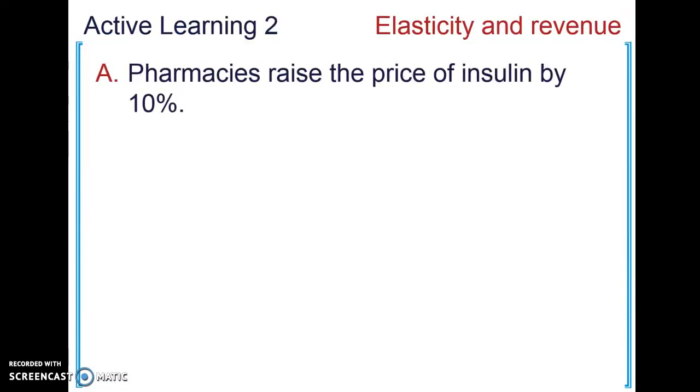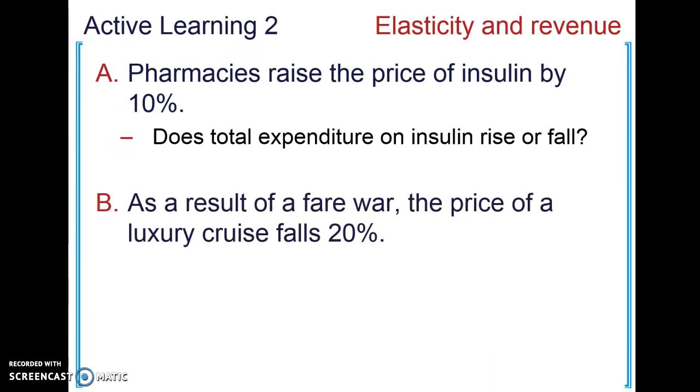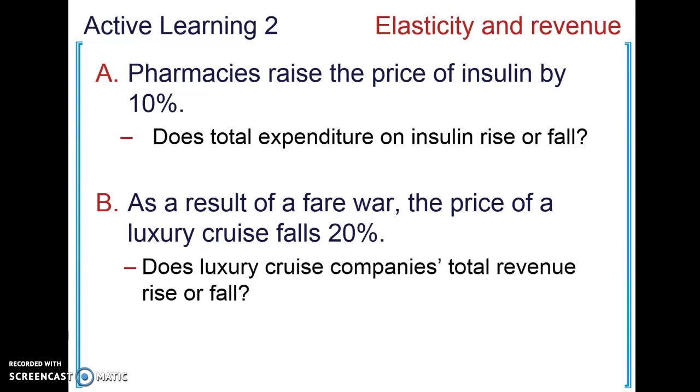Consider elasticity and revenue for pharmacies that raise the price of insulin by 10%. Does the total expenditure on insulin go up or down? As a result of a fare war, the price of a luxury cruise goes down 20%. Does luxury cruise companies' total revenue rise or fall?